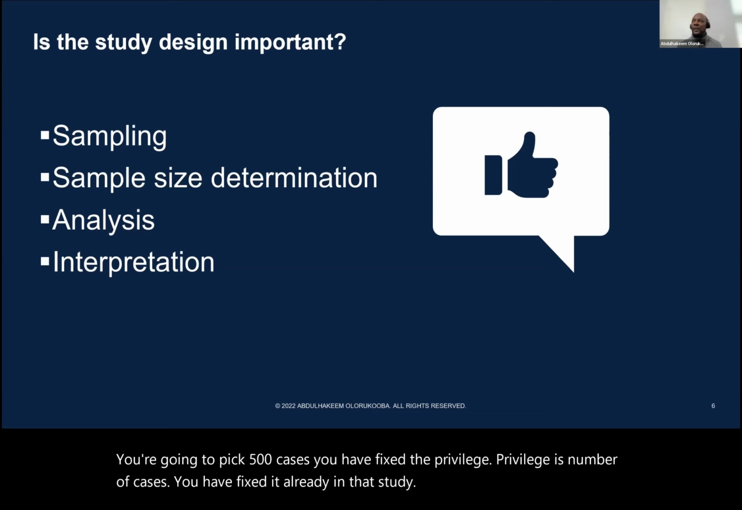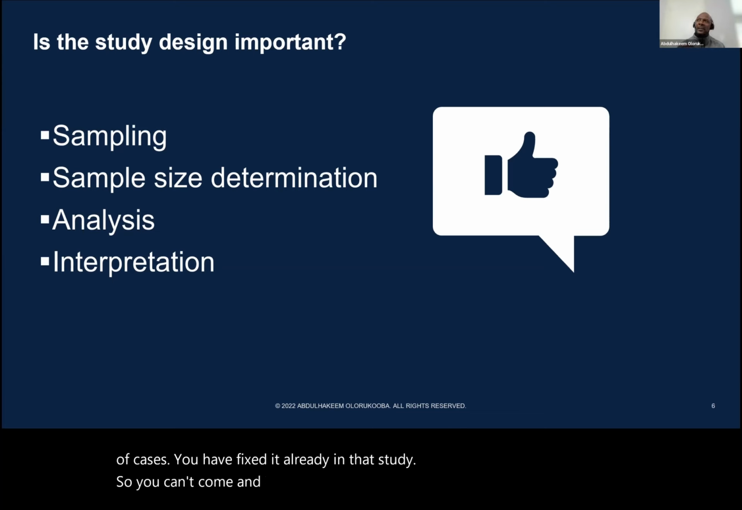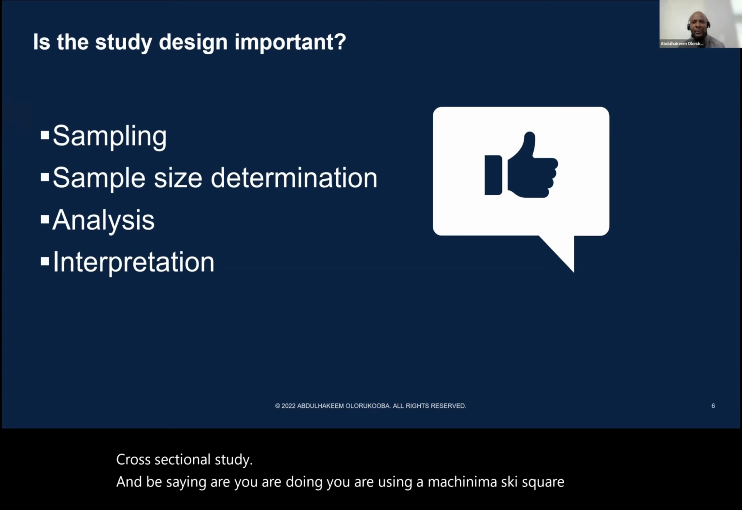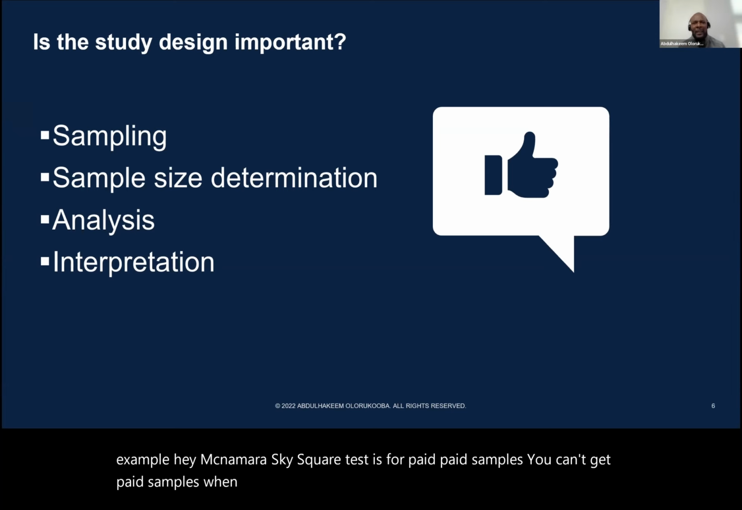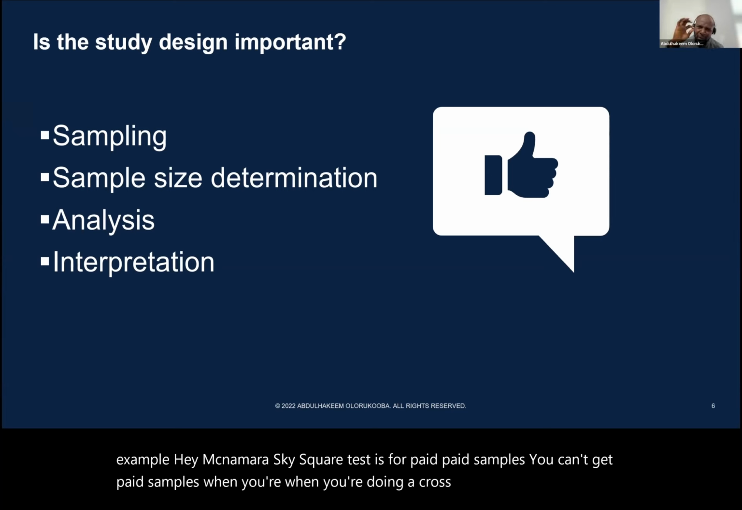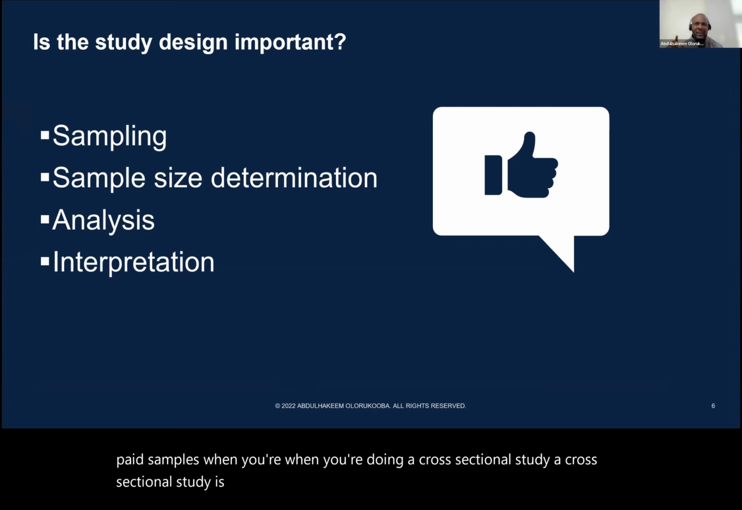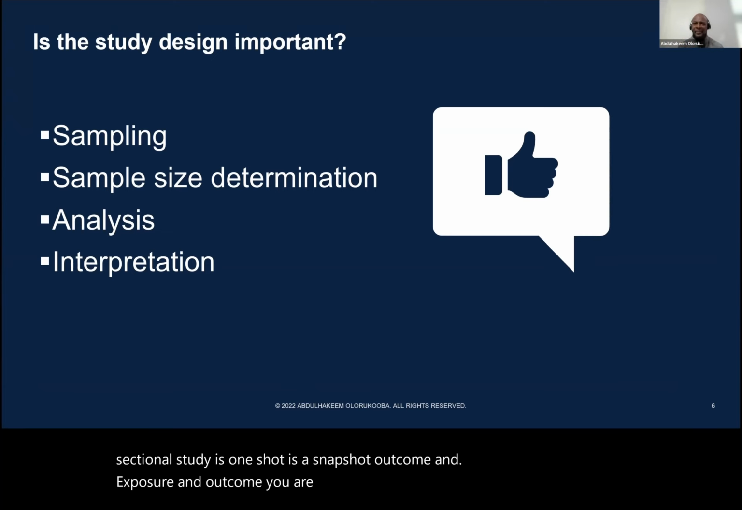So you can't come and be doing a cross-sectional study and be saying you are using a McNemar's chi-square test, for example. A McNemar's chi-square test is for paired samples. You can't get paired samples when you are doing a cross-sectional study. A cross-sectional study is one shot. It's a snapshot. Exposure and outcome, you are getting it at the same time, just like having a picture.